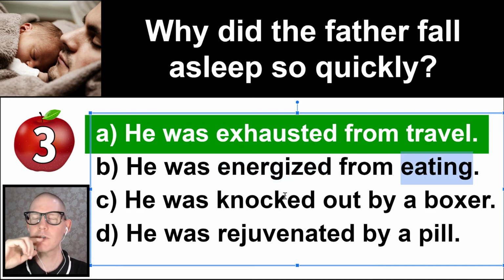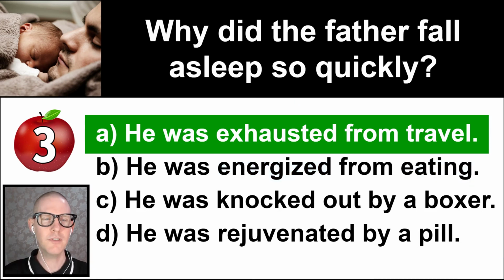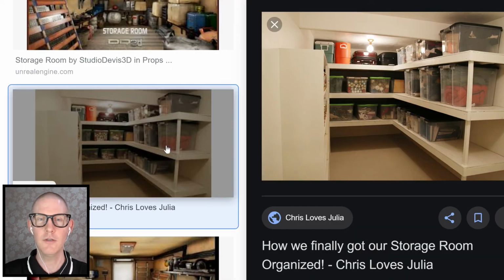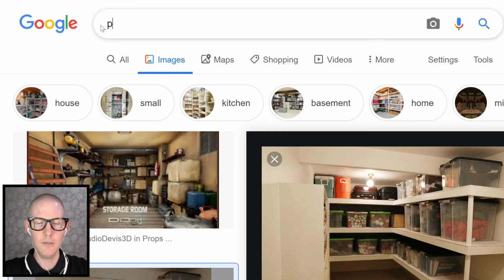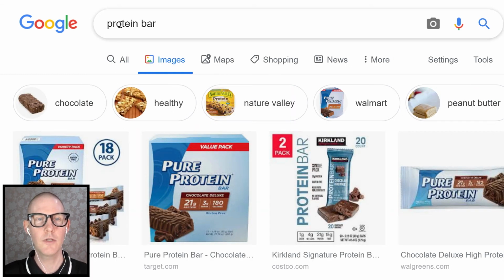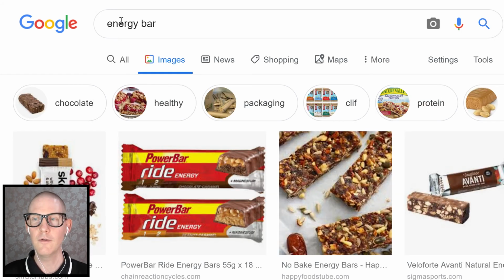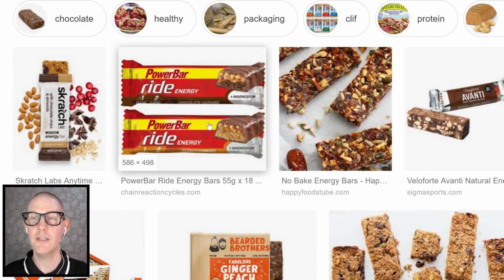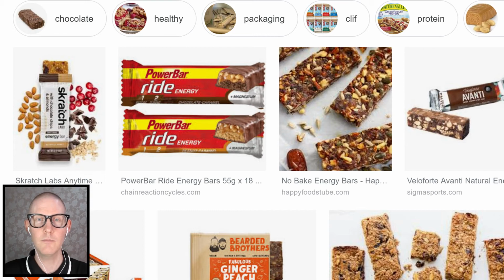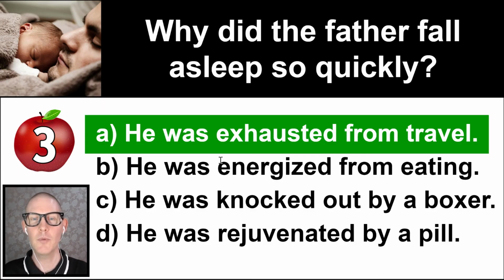Maybe he ate some sort of protein bar? Is that what they're called? Let's take a look. Protein bar. Or maybe, there we go, an energy bar. So you eat these and you have good energy and they make you have more energy. Like their name, energy bar. But it's the wrong answer.